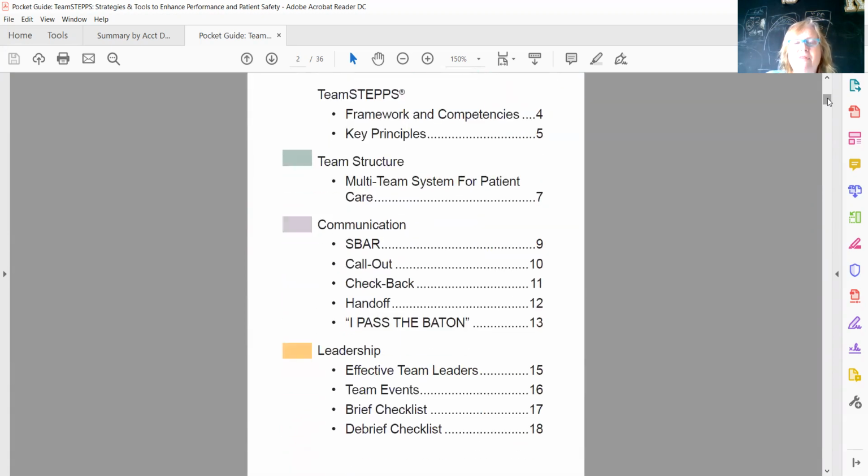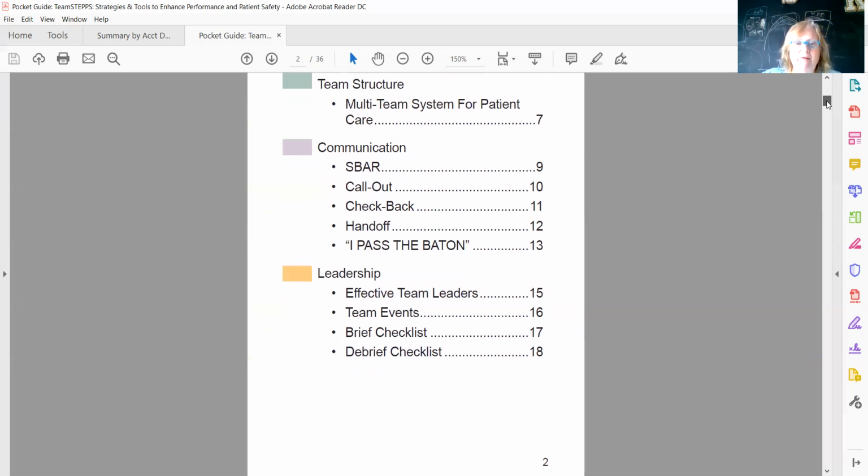So here are the things that TeamSTEPPS really focuses on. We'll talk about the principles in a second. But it looks at the team structure and how team structure works. It looks at communication. We've talked about that already, but now, as we get to the end of the course, this is an opportunity to really get down to bare bones, not just the theory of communication, but what are the tools that we're using for communication. Then leadership, and again, not just the theory of how leadership works, but let's bring it right back down to things like checklists that may be helpful.